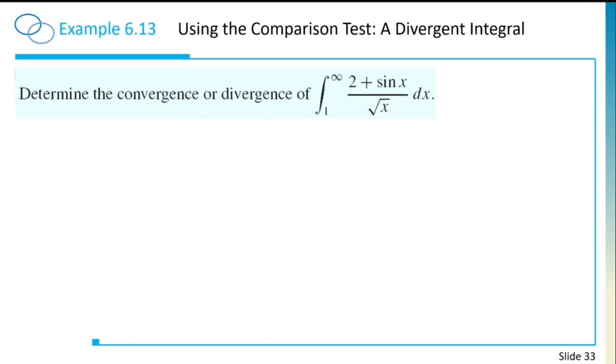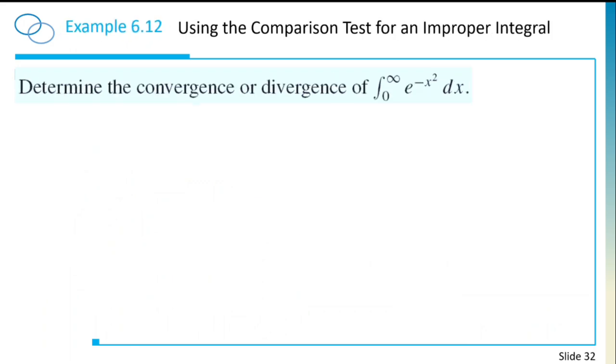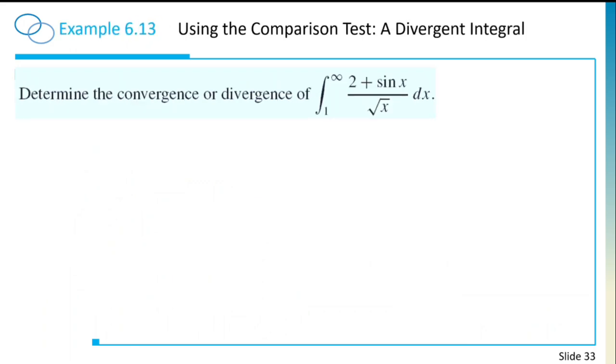Now let's see the last question. This one we did it, this one. So this is example 6.13. I have the integral of 2 plus sine x over square root of x from 1 to infinity.